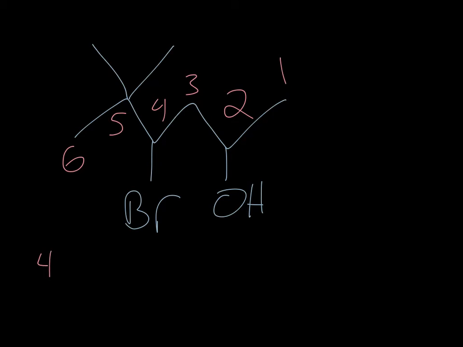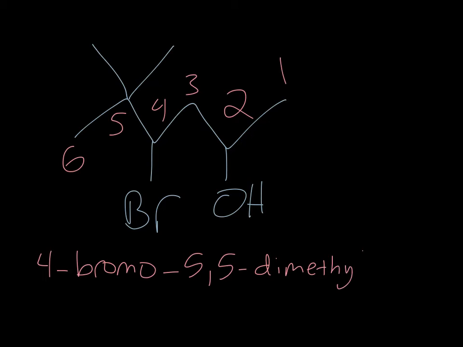So it will be 4-bromo, 5-dimethyl, and then I can put the number for where the alcohol is either out in front here or right in front of the OL. So I'm going to put it right in front of the OL to show you the other way to do it. So right up against this will be hexane, 2, there's a dash there, and then OL. So that would be all one word, but I ran out of space. So it's 4-bromo, 5-dimethyl, hexane-2-ol.